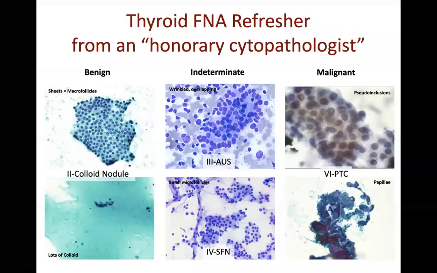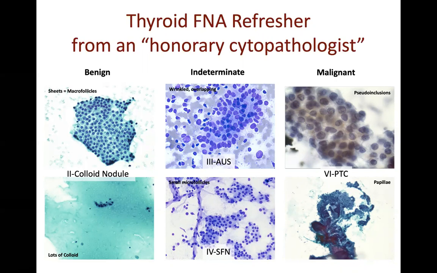All right, so we'll get a little bit of a thyroid FNA refresher from a so-called honorary cytopathologist, as Dr. Antich sometimes calls me. I'm always happy to look at thyroid, salivary, et cetera, FNAs. So it keeps my skills sharp. Does anybody have any questions before we move into the FNAs?